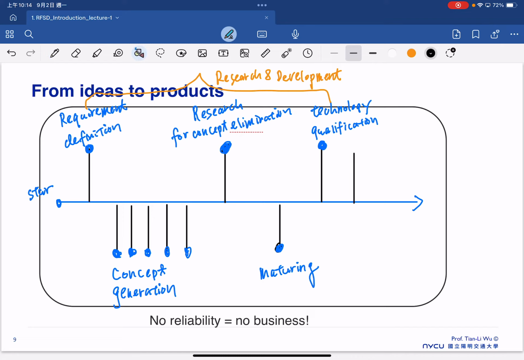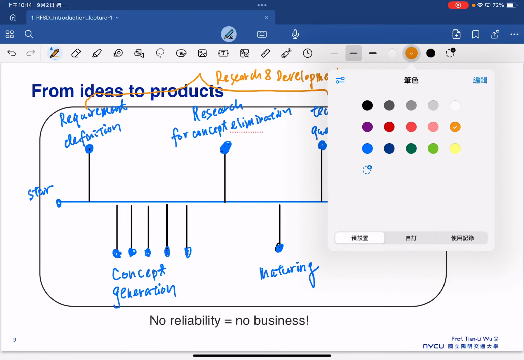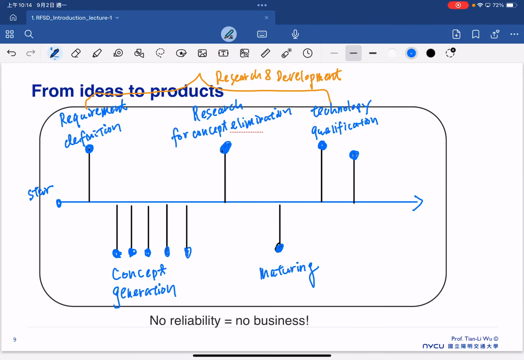we start to have the product level development. If our technology is qualified to reach the spec, then we will try to make this a product. And then we also have the product qualification.